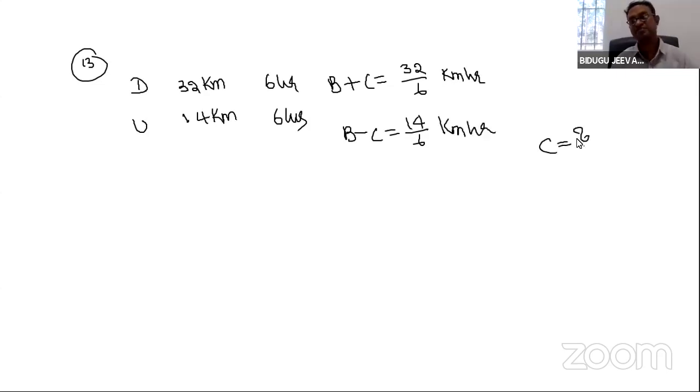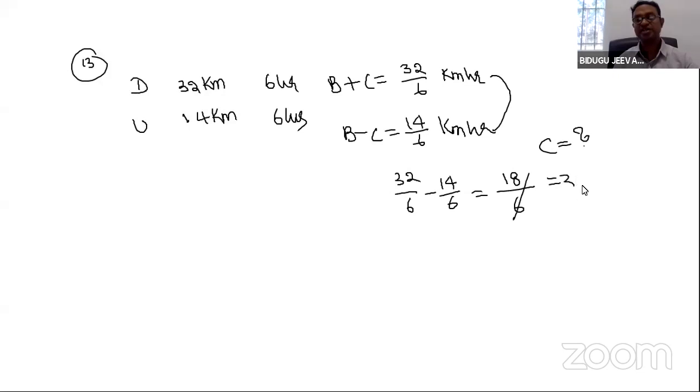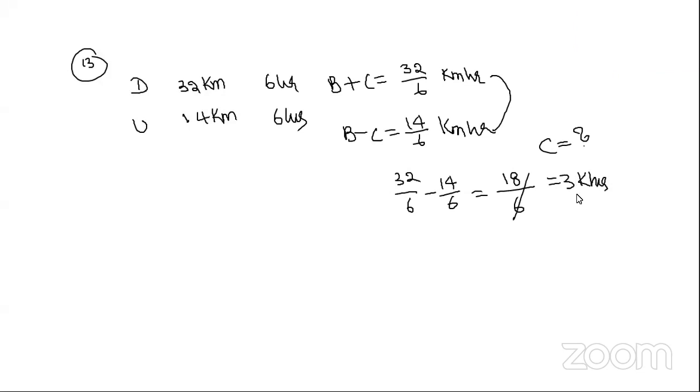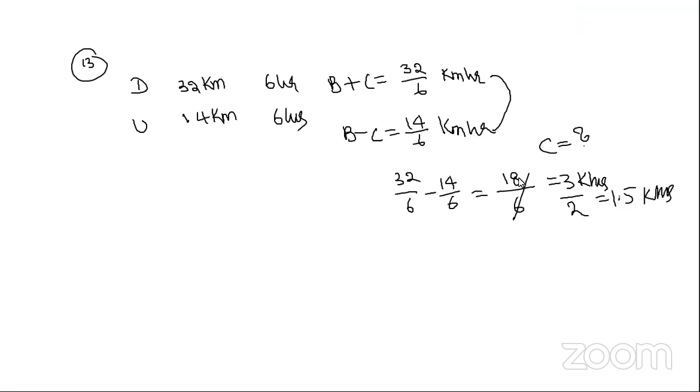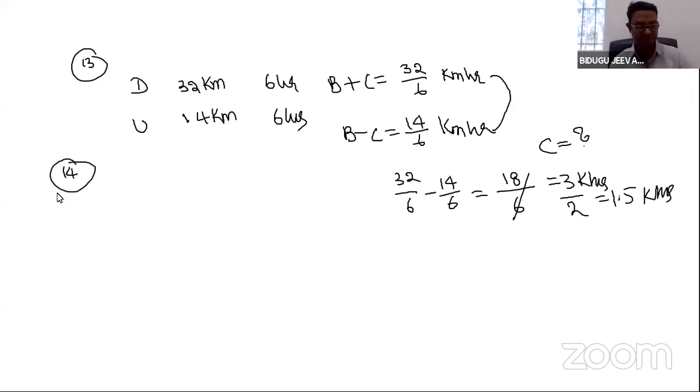I need to calculate the stream. This is a slight extension of the question. How to get C? Difference by 2. First we do the difference. Now 32 by 6 minus 14 by 6. So 6 is common. 32 minus 14, how much? 18. So the value is 3 kilometers per hour. Then divided by 2, so the answer is 1.5 kilometers per hour. Simple, boss, right? Don't do it directly. First take the difference, then divide by 2. If you want to calculate the B, addition by 2. Beautiful, right?